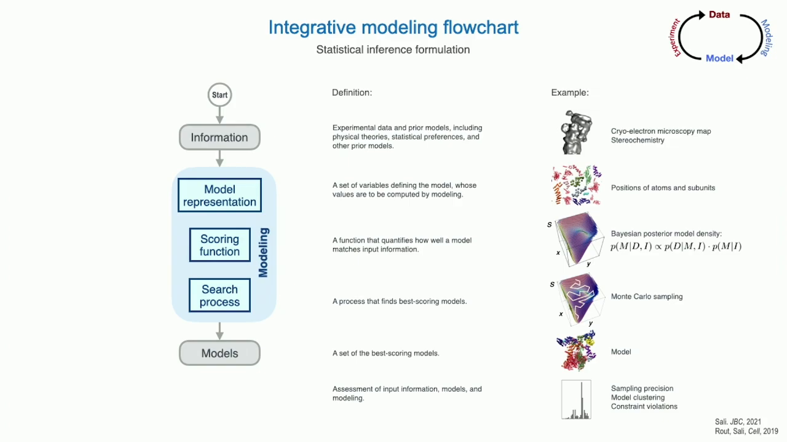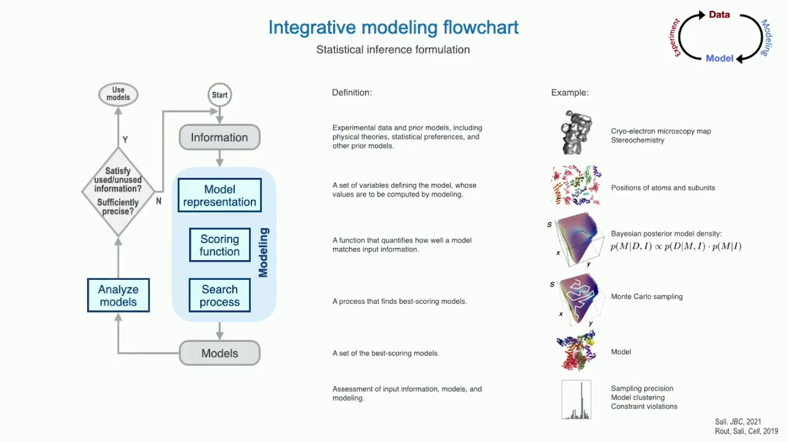And so we need some kind of a search process, which invariably is a stochastic one, because the space of models is too large typically in structural biology, and so we use one or another version of Monte Carlo methods here for the search process. And then we hopefully get some models, and hopefully we get models that need to be analyzed.